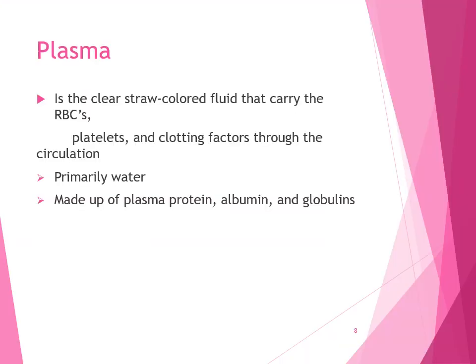Then we have the plasma. It's a clear straw-colored fluid that carries the red blood cells, platelets, and clotting factors through the circulation. It's mostly water, but what it is made up of is plasma, albumin, so important, it's our protein, and globulins.